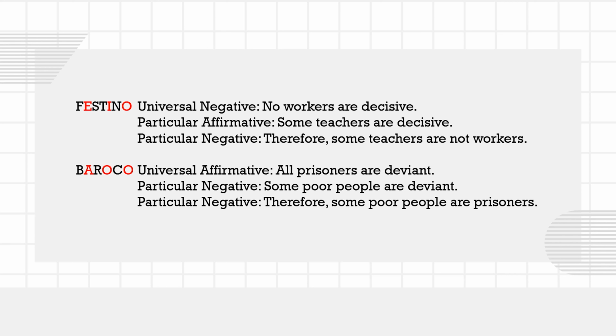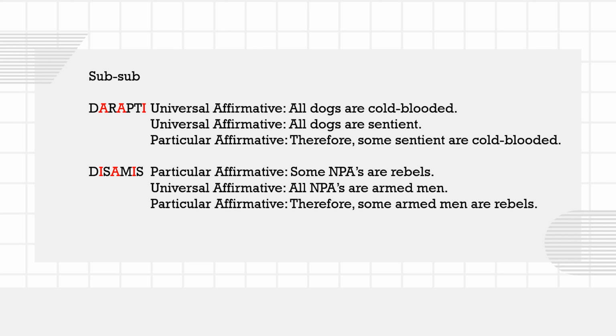Here are the following valid arguments under the third figure. The statement adheres to the Darapti syllogism, a valid form of categorical reasoning. It begins with two universal affirmative premises stating that all dogs are both cold-blooded and sentient. The logical conclusion, therefore, some sentient are cold-blooded, is a valid deduction based on the premises.